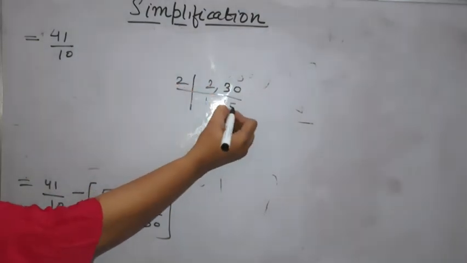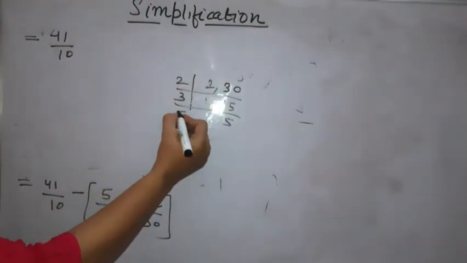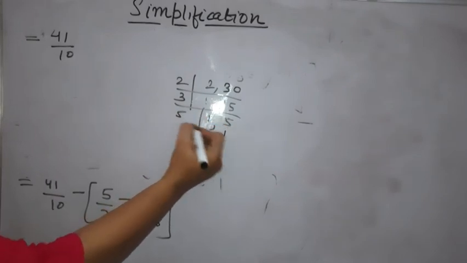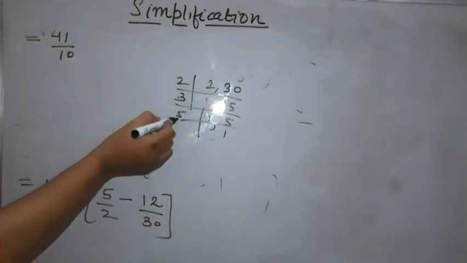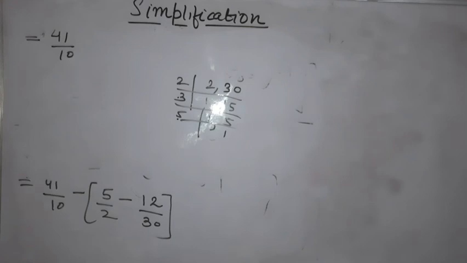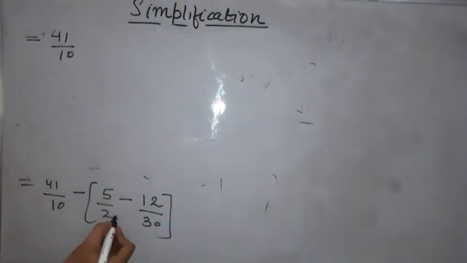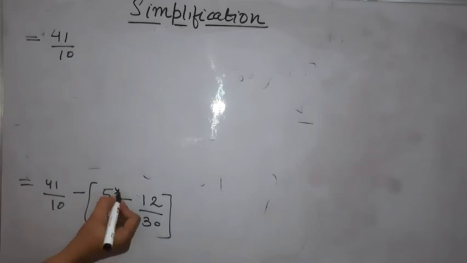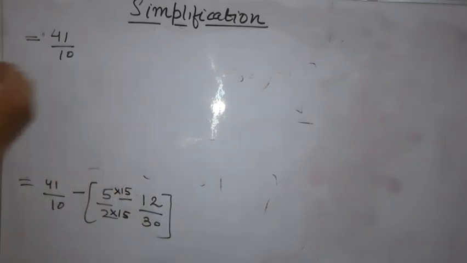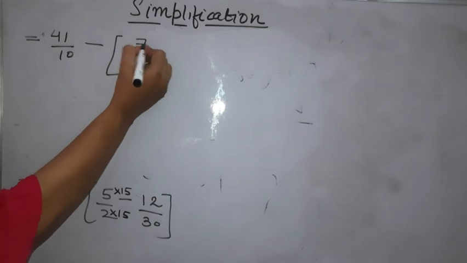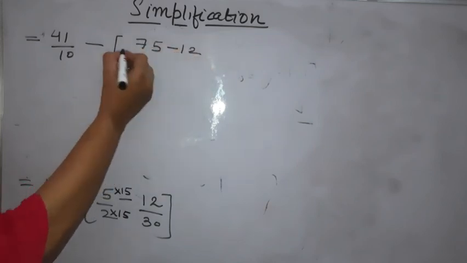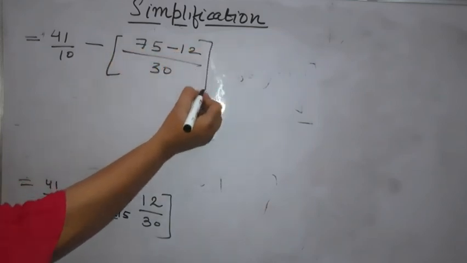2 1s are 2, 2 15s are 30, then 3 5s are 15, and then again 5 1s are 5, 2 3s are 6 and 6 5s are 30. So the LCM of 2 and 30 is 30. So to make it 30, 2 has to be multiplied by 15. Same we have to do with the numerator. So now it will be 15 5s are 75 minus 12 upon 30.